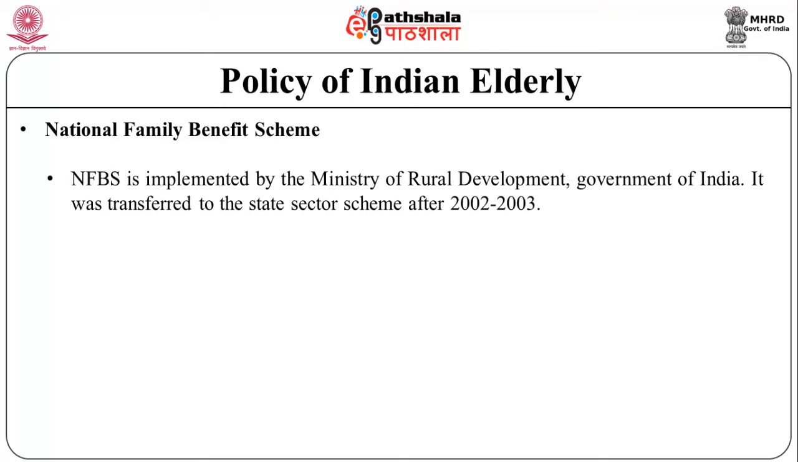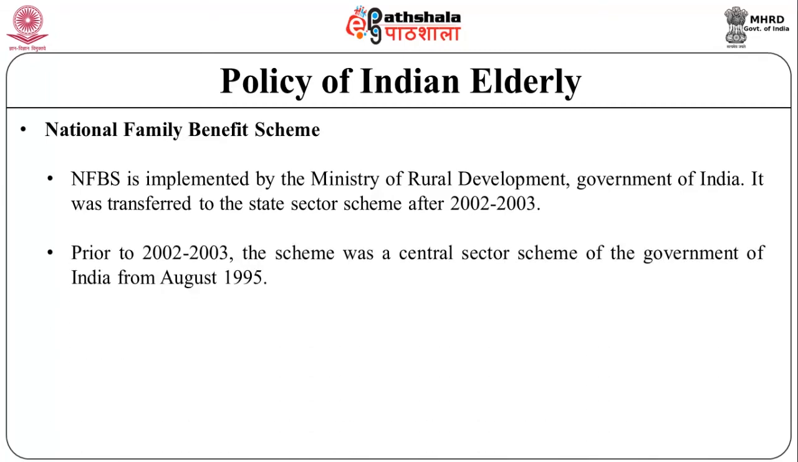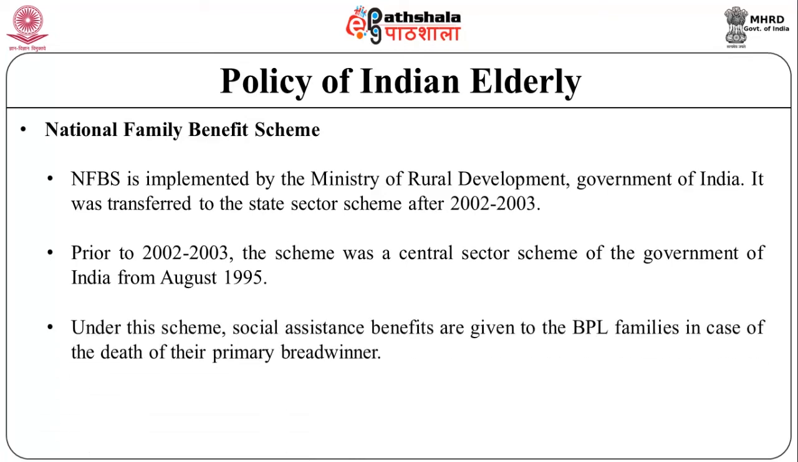This is implemented by the Ministry of Rural Development, Government of India. It was transferred to the state sector scheme after 2002 to 2003. Prior to this period, this scheme was a central sector scheme of the Government of India from August 1995. Under this scheme, social assistance benefits are given to the BPL families in case of the death of their primary breadwinner. The bereaved family gets a lump sum amount of Rs 10,000.